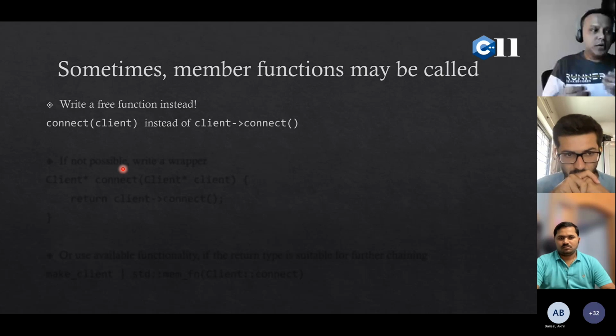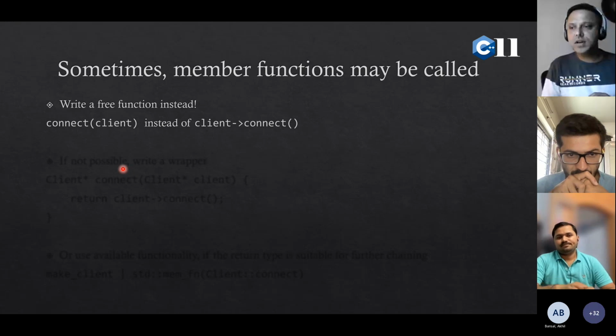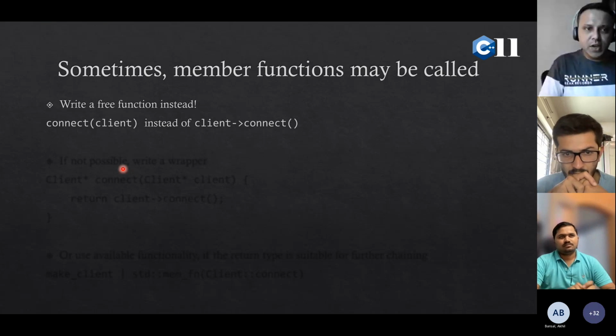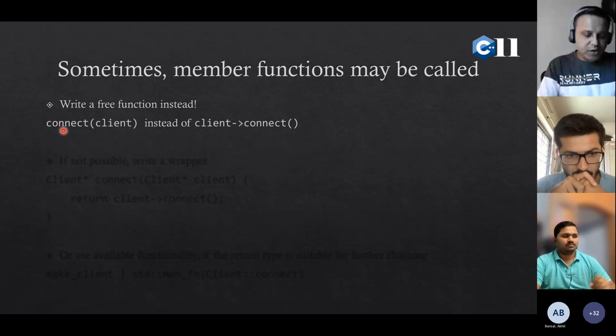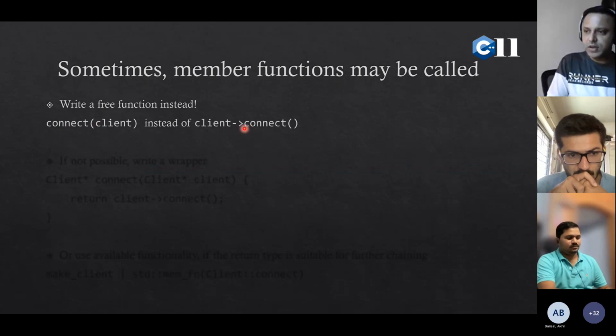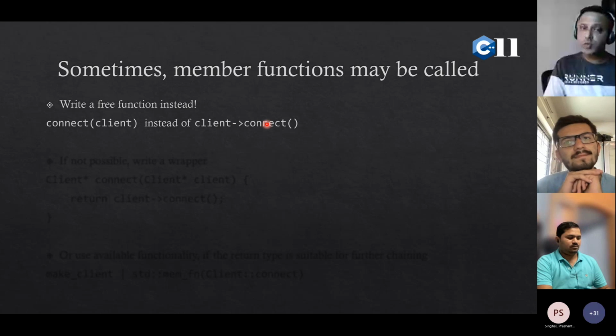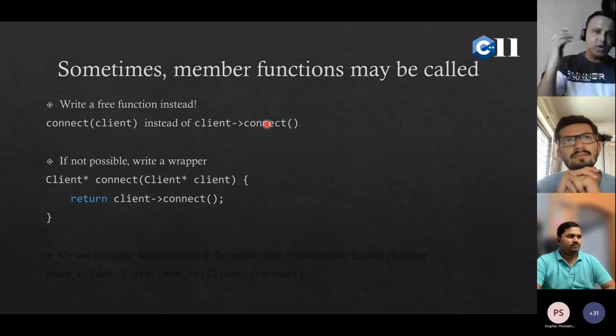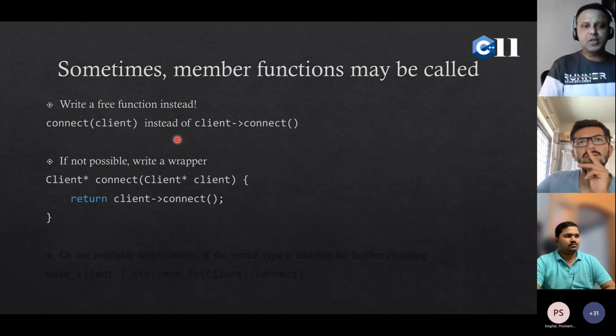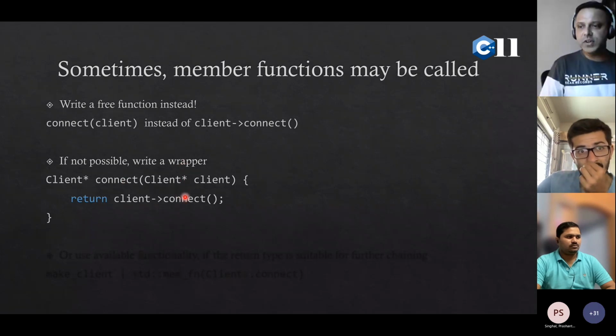And this is where all this composition is also enabled. All the composition is enabled if you have free functions, and you can mix and match them in any order anywhere. So we can have a connect function which is independent of the type, and it takes the type and does the connect bit on it, exactly what the member function would have done. Or if that's not possible, you can write a wrapper. Now this is a connect function, a free function, which takes a client and it calls the member function. So it becomes absolutely equivalent.